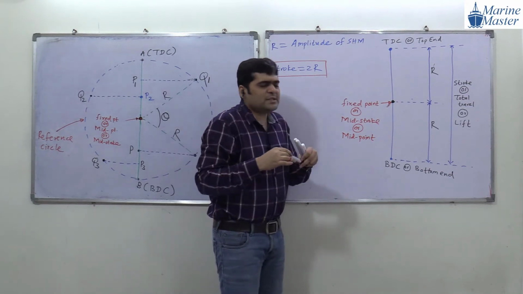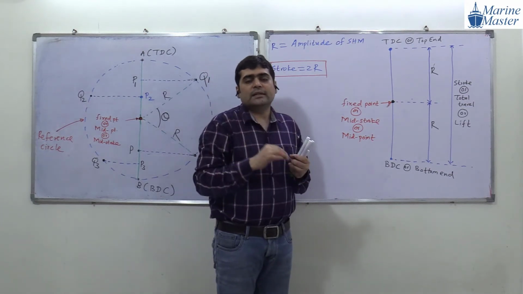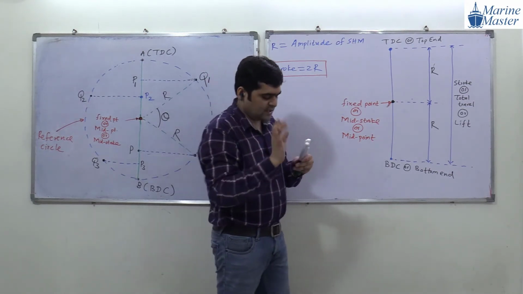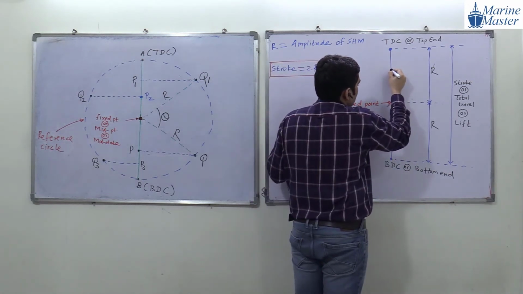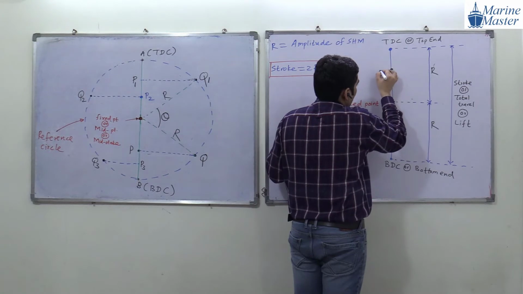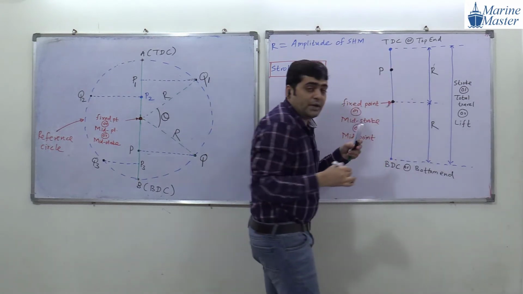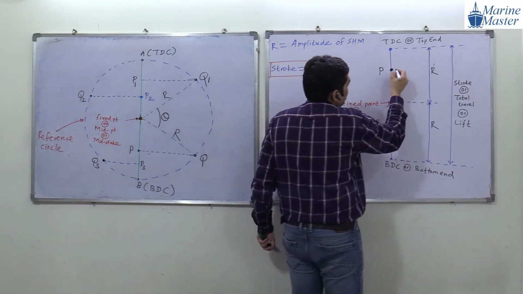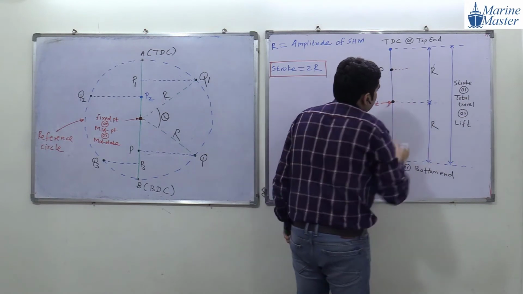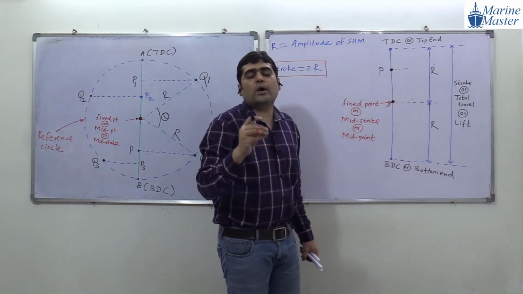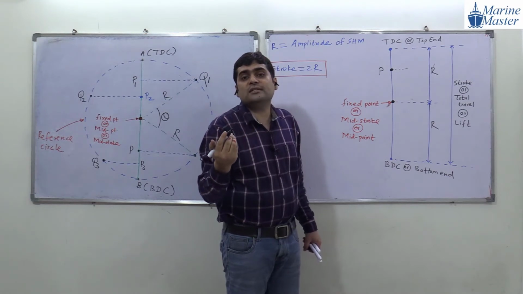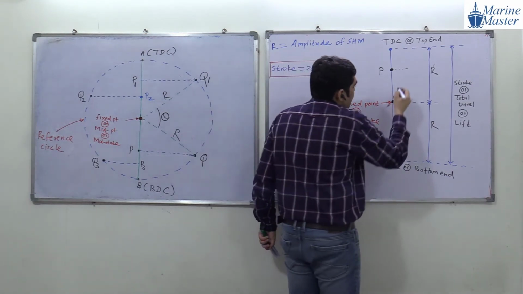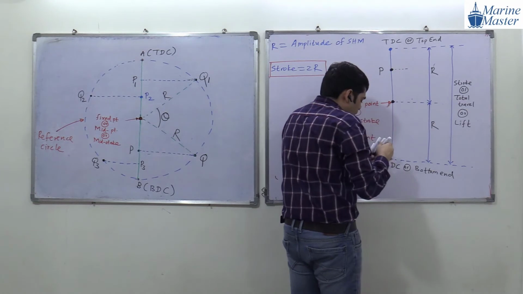Now suppose there is a point P. Everyone try to understand the scenario here. There is a point P which is at a distance x from a fixed point. Consider point P at some distance from the fixed point.